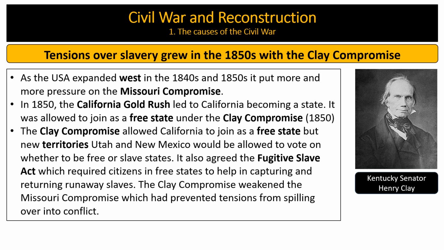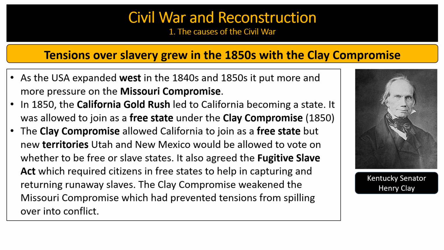Now, tensions grew further in the 1850s because of the Clay Compromise, named after Kentucky Senator Henry Clay. As the USA expanded west in the 1840s and 1850s, it put more and more pressure on the Missouri Compromise, which, already established, kept a lid on the political tensions. In 1850, the California Gold Rush led to California becoming a state, and California was allowed to join as a free state under the Clay Compromise of 1850.